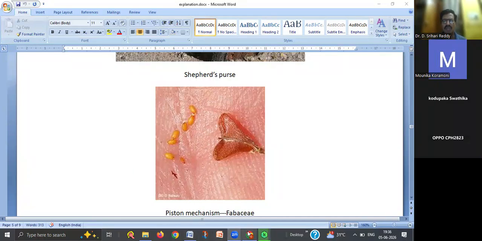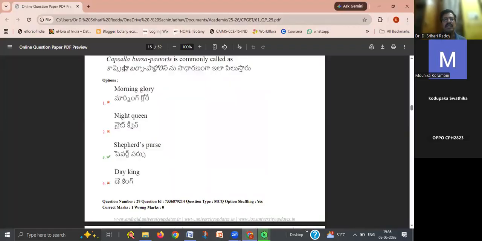The shepherd's purse, Capsella bursa pastoris, is commonly called as. What is the common name for the Capsella bursa pastoris? Morning glory, it is a common name for Ipomoea purpurea.